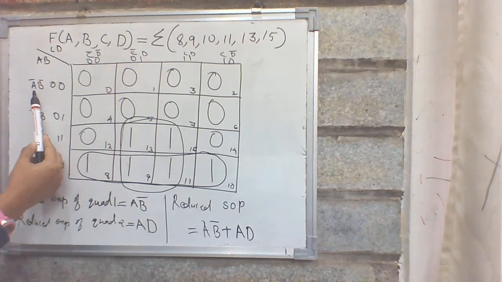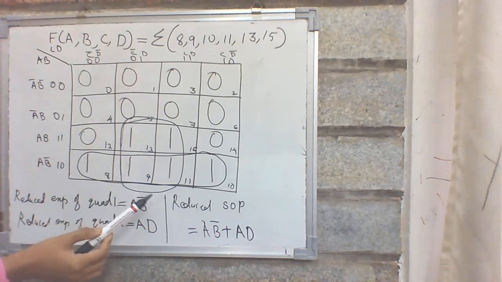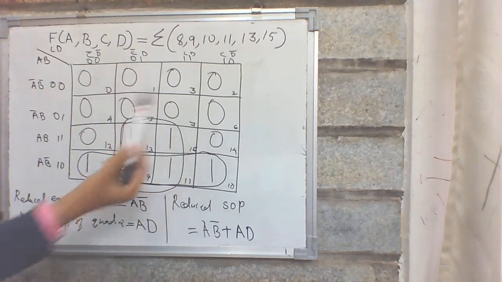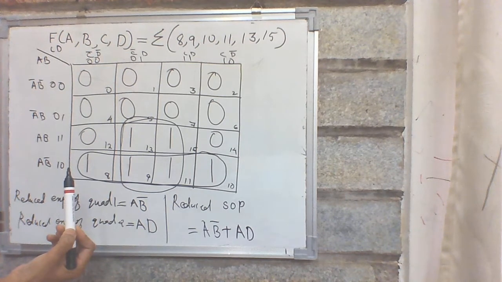Corresponding times we need to write min terms. Then next we need to write the inside numbers: 0, 1, 3, 2, 4, 5, 7, 6, 12, 13, 15, 14, 8, 9, 11, 10.